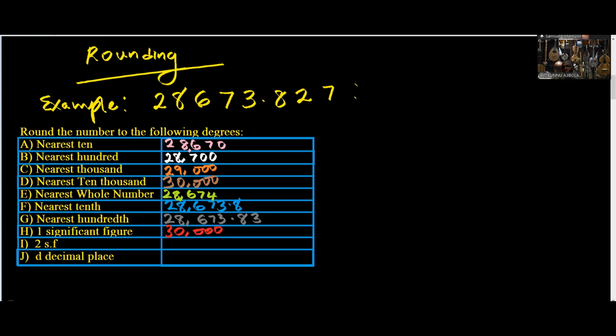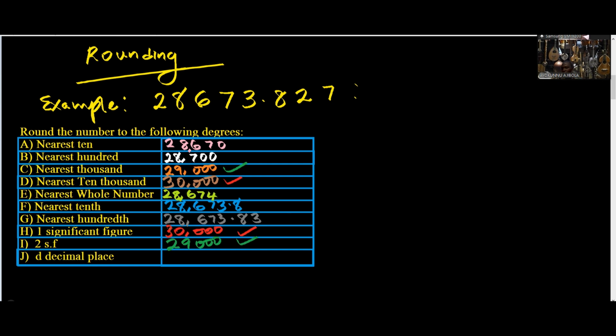So that means one significant figure for a 5-digit number is the same as rounding it to the nearest 10,000. Then the one that says two significant figures, 1, 2. These are the two most significant figures, those are the highest place values, okay? Then with that, we stop on the 8, and the 8 becomes 9. So that's going to be 29,000. So the 6 has powered the 8 to become 9, and you will see that that is the same thing as the nearest thousand.